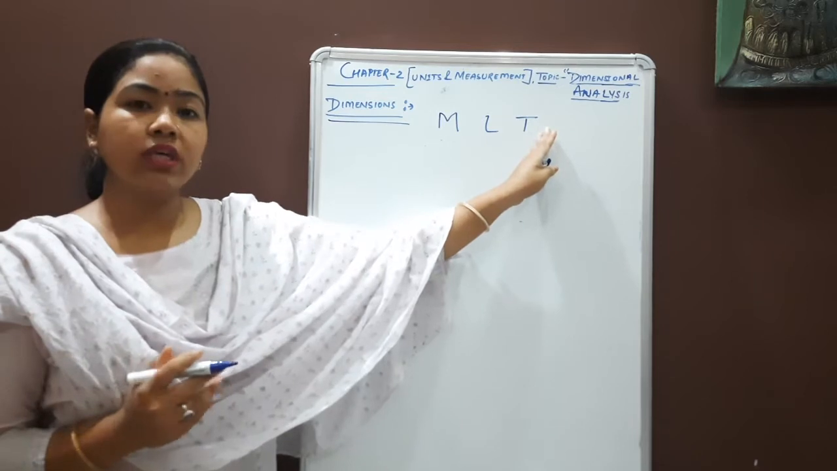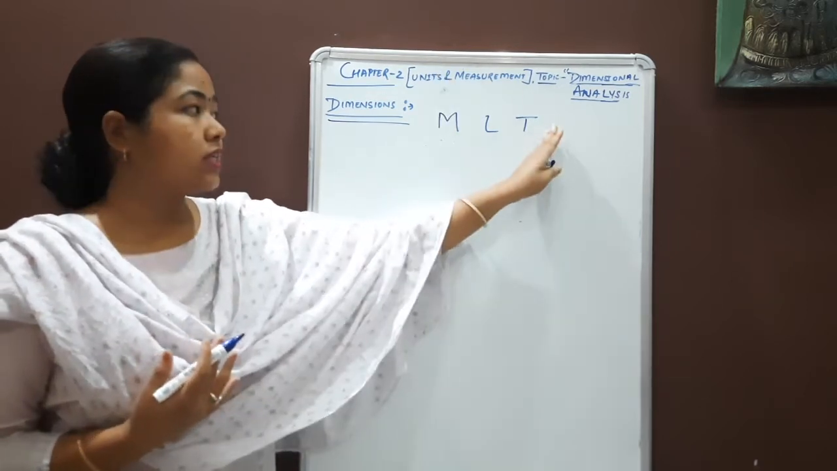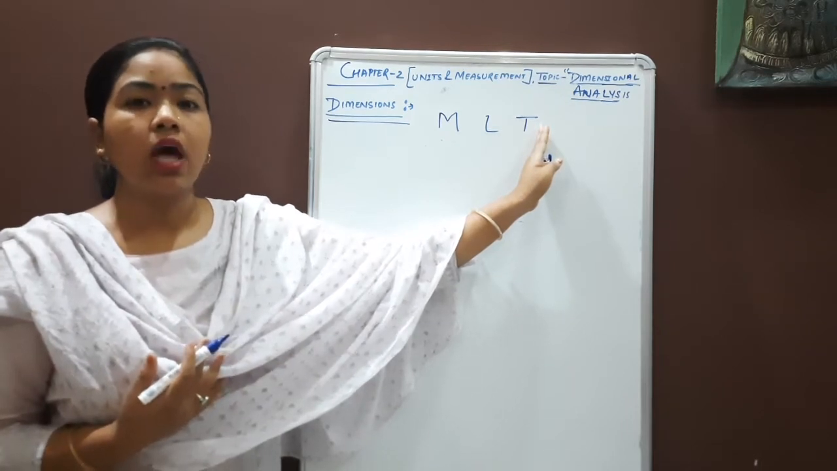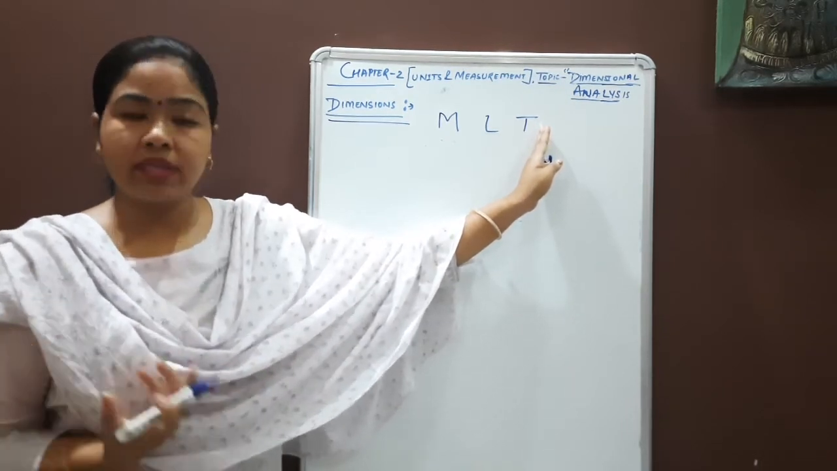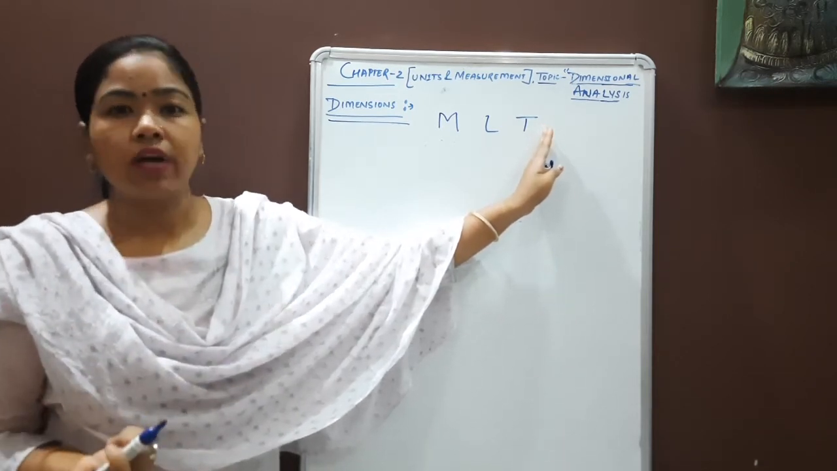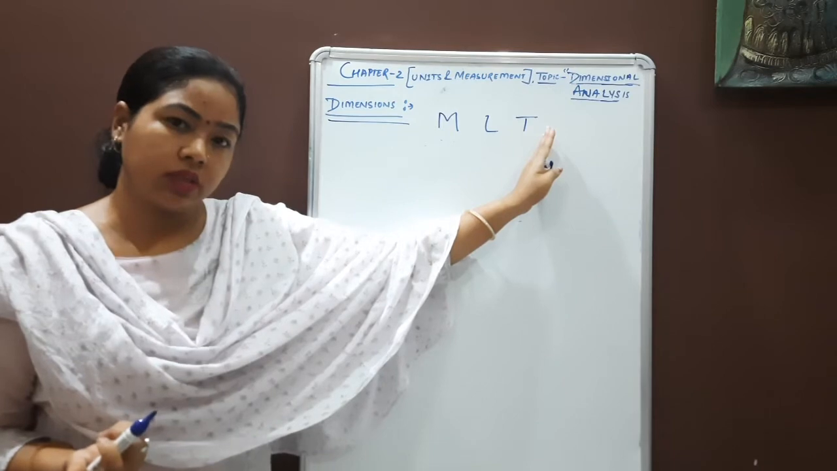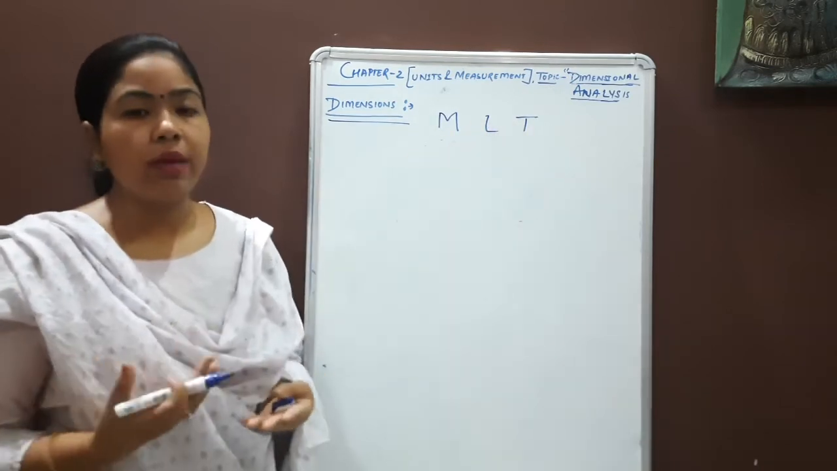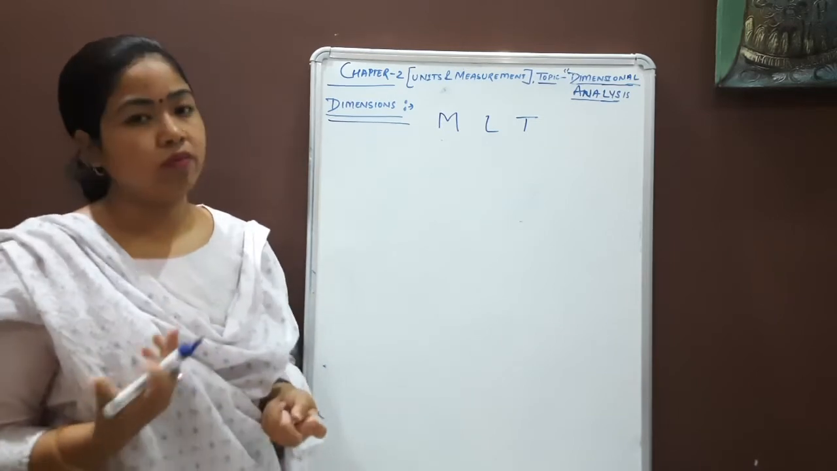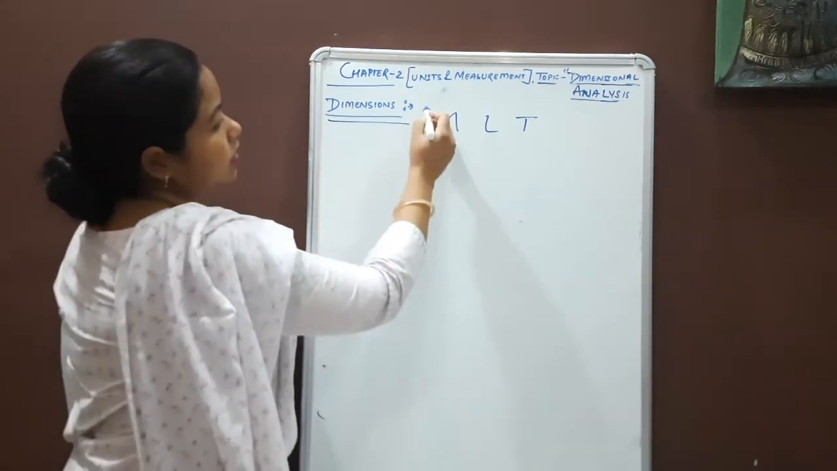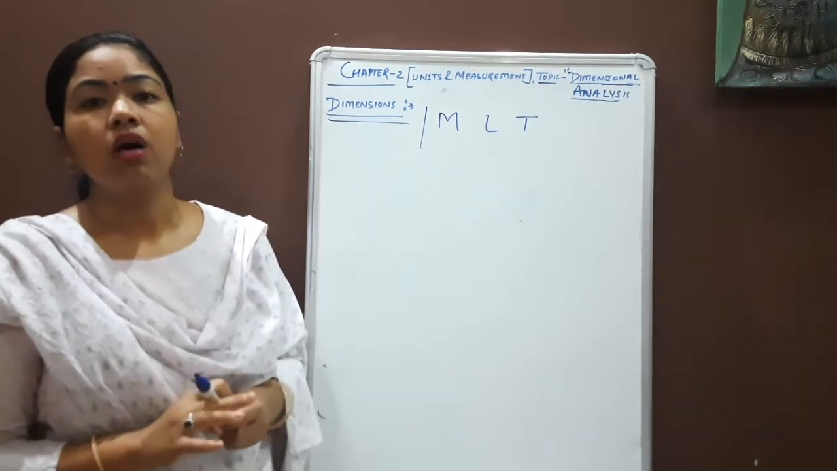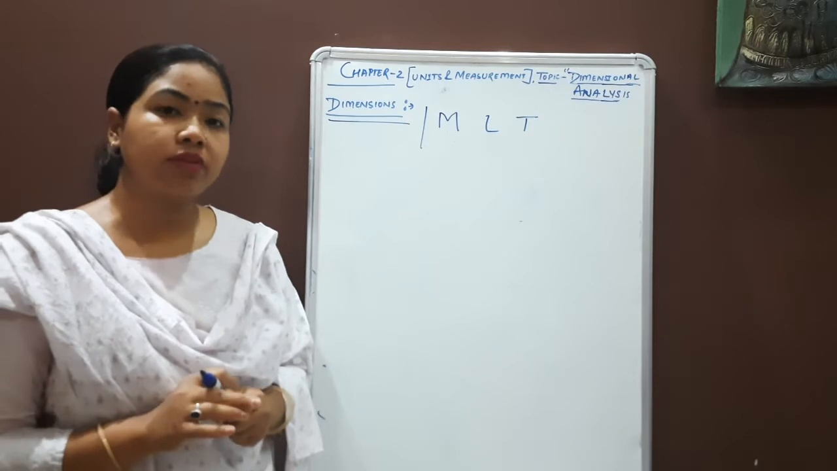Maximum number of physical quantities can be represented in terms of these 3 basic fundamental physical quantities, but sometimes to represent some physical quantities we can use other fundamental physical units, like current, ampere, then mole, and many more of the 7. Very first we will talk about how we write the dimensional formula for any physical quantity.